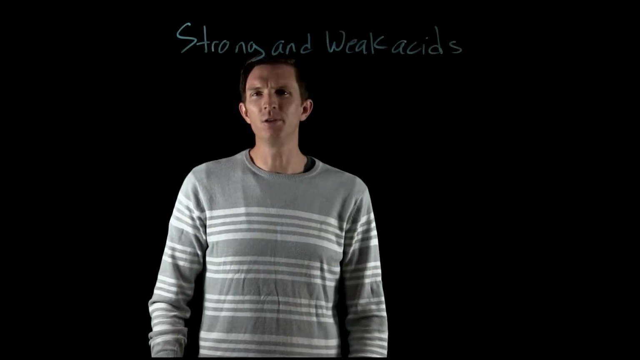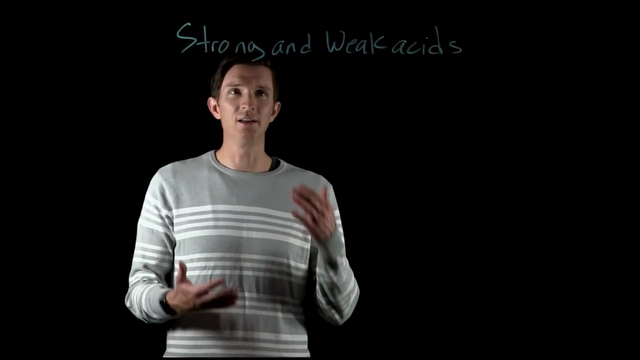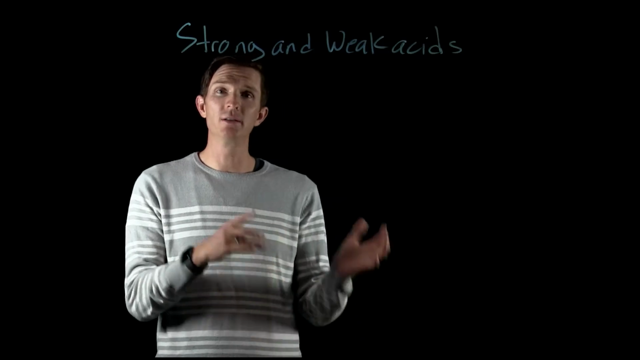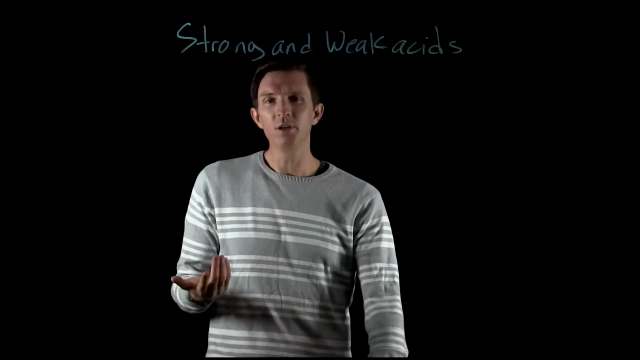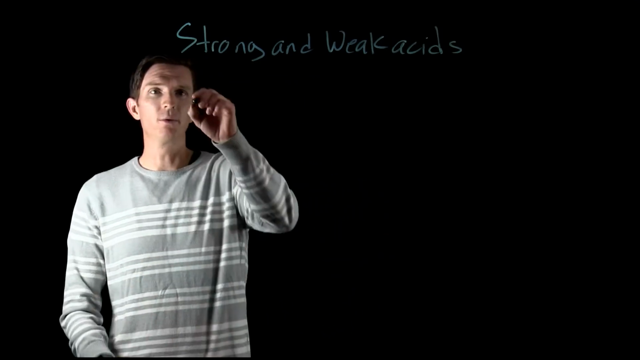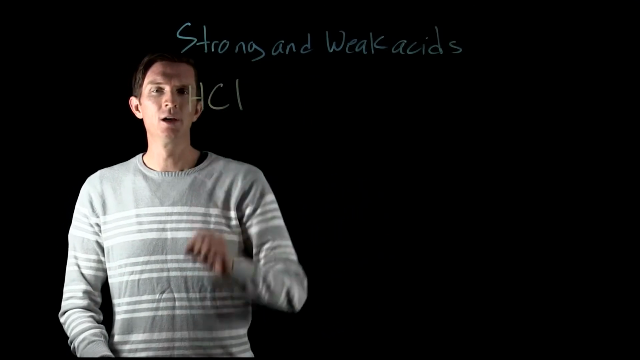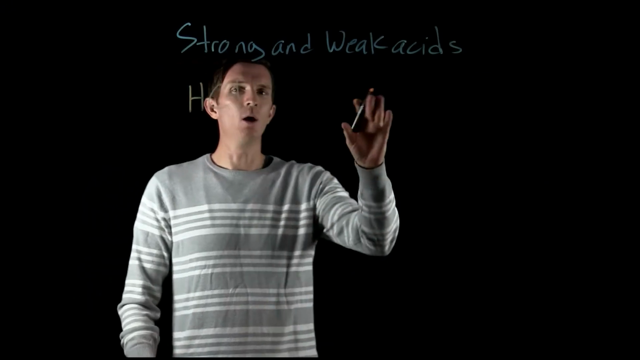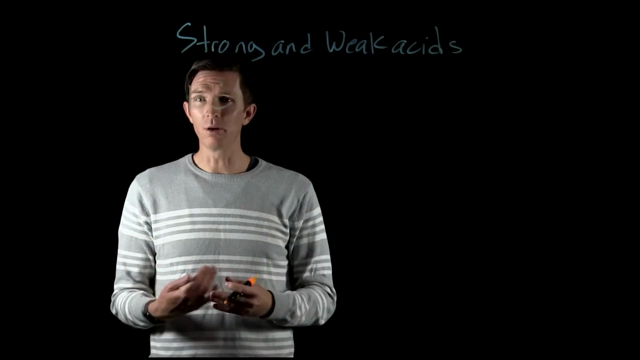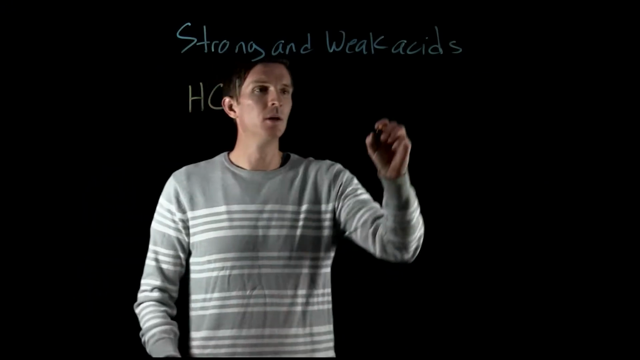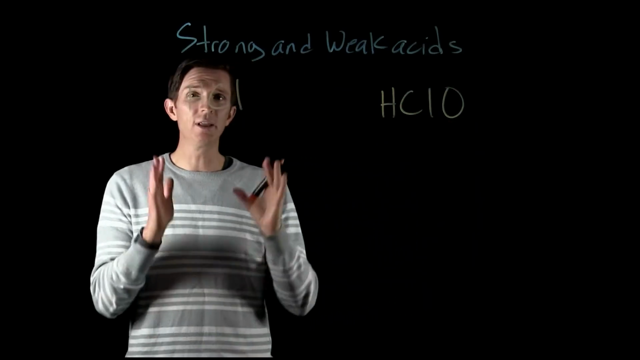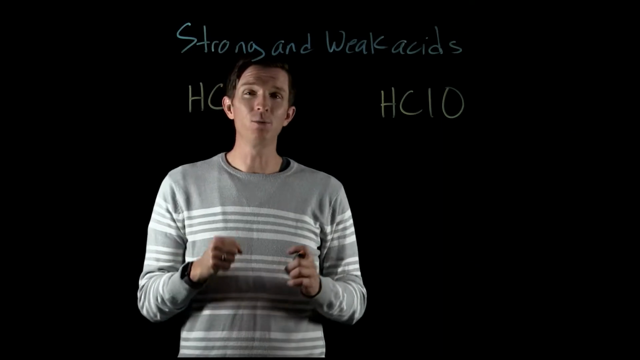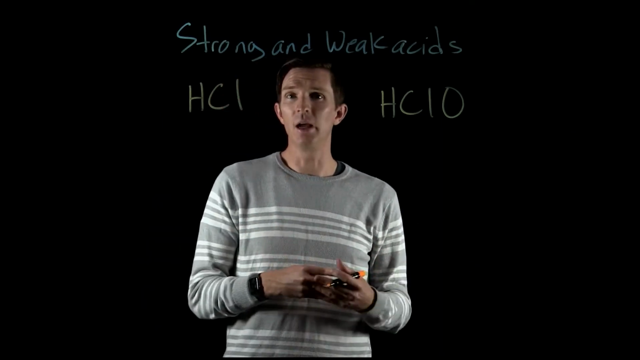So now let's go ahead and talk about strong and weak acids and see what the similarity between them is and the difference. If we're looking at strong and weak acids, let's use a couple examples that we may be familiar with. A strong acid: hydrochloric acid. Weak acid: maybe let's look at something that's similar, right? It has hydrogen and chlorine, HClO.